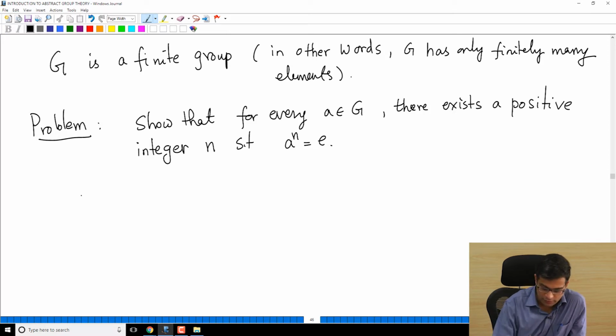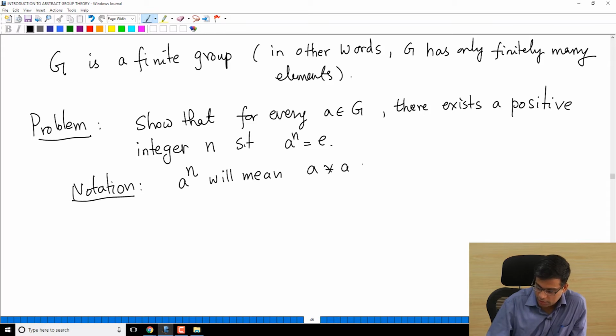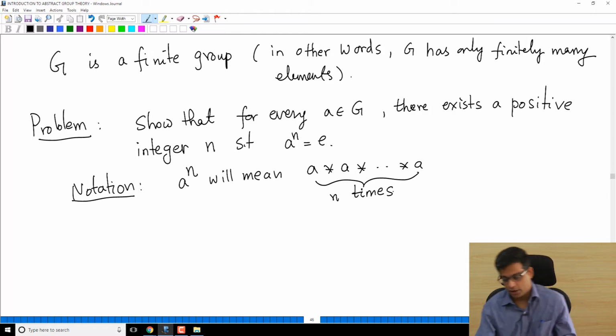Just a piece of notation, because maybe I have not clearly defined this in the previous videos. When I write a power n, I will mean a star a star a, n times. Whenever I write a power n, I always mean this, because this is a shortcut. Star is the operation.